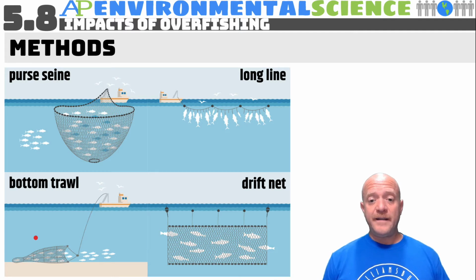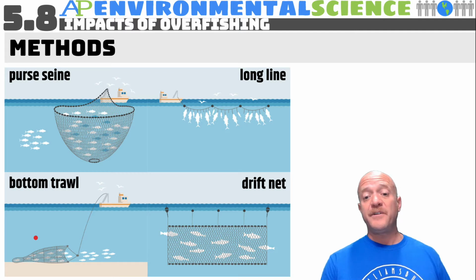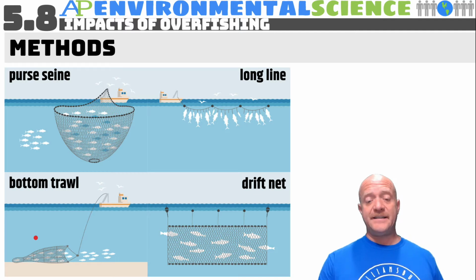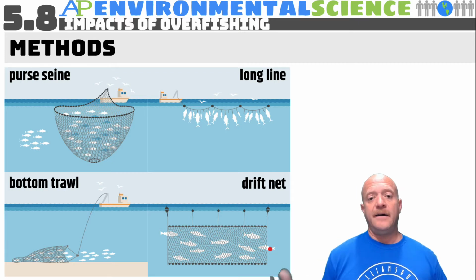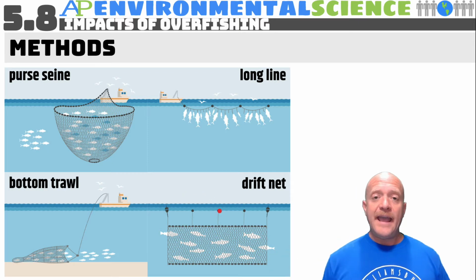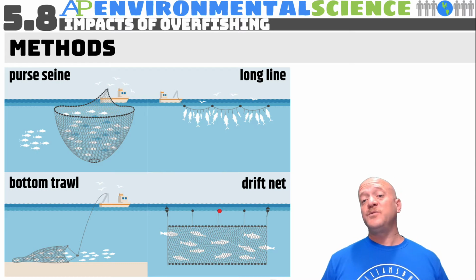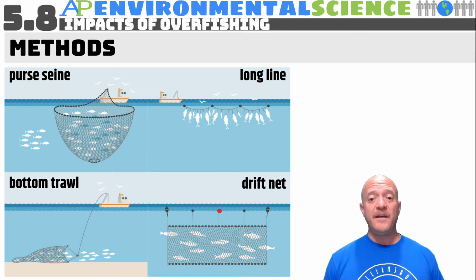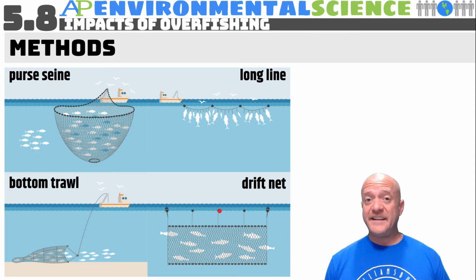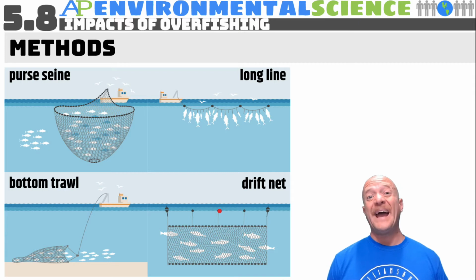And the last example is a drift net. A drift net involves having floating devices that allow this net to sink, and this is another way of catching entire schools of fish. And the problem with all of these different types of nets is that you get unintended targets, which are called bycatch.